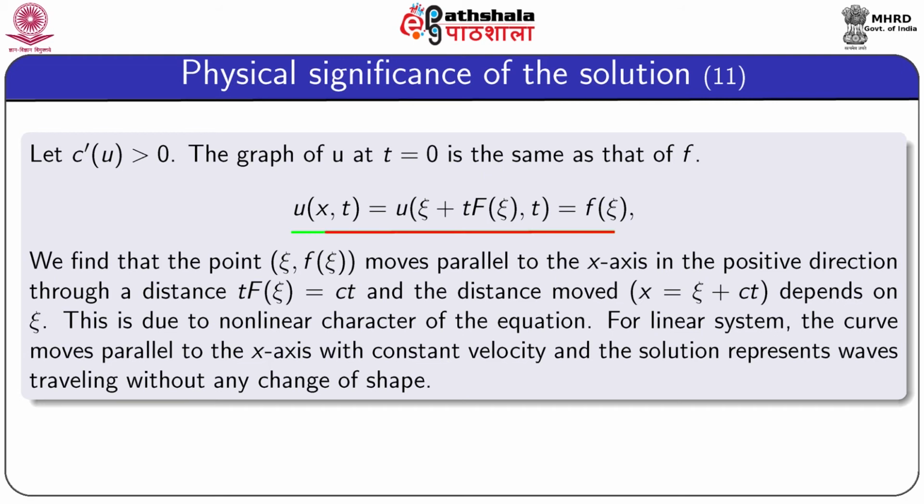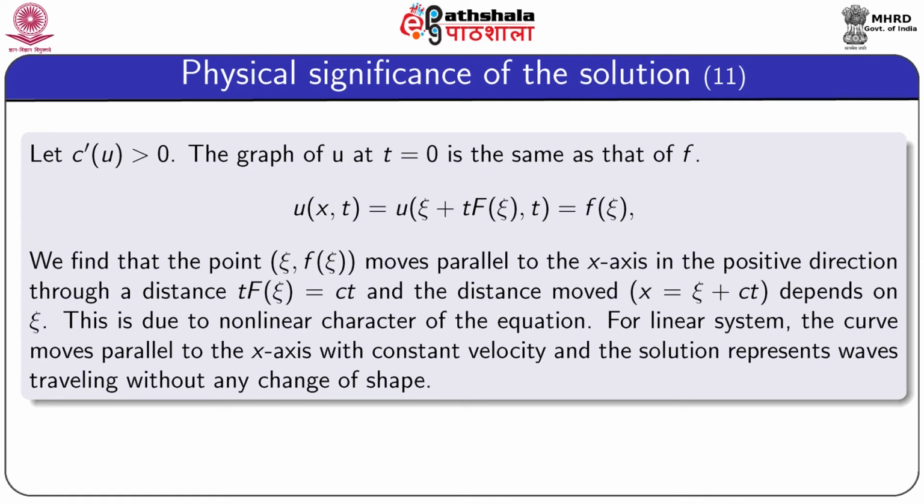Now, u at (x, t) equals u on the characteristic gamma, it is xi plus t into f(xi), that is equal to f(xi). So, we find that the point (xi, f(xi)) moves parallel to the x axis in the positive direction in the xu plane through a distance t into f(xi), which is equal to c into t, and the distance moved depends on xi.